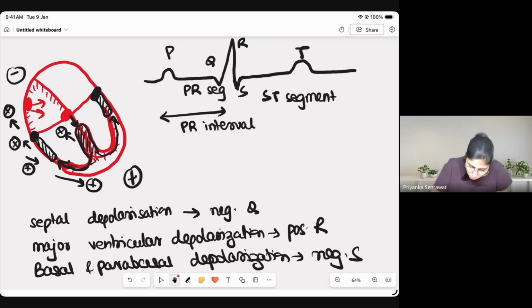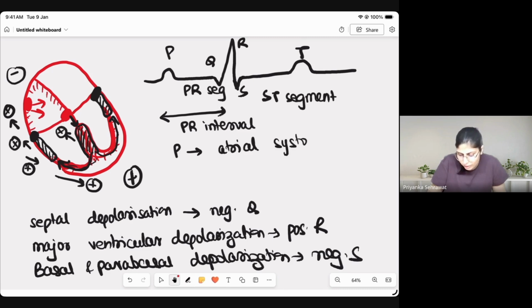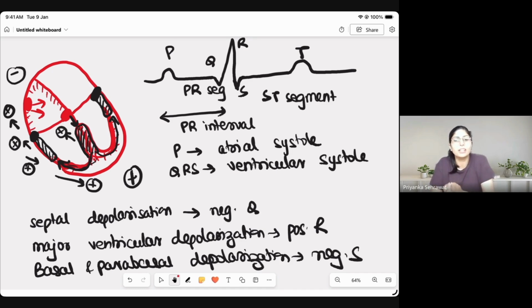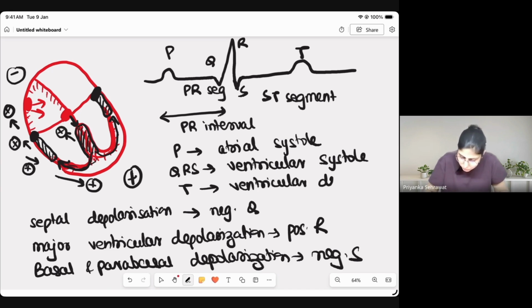Now, if I ask you, what does the P wave represent? The P wave represents atrial systole, or atrial contraction, or atrial depolarization. Systole is contraction, is depolarization. If I ask you what is QRS, it corresponds to ventricular contraction or depolarization or systole. Atrial repolarization is merged in this ventricular systole. If I ask you about the T wave, what does that indicate? Ventricular relaxation or diastole. So you should remember these three things.